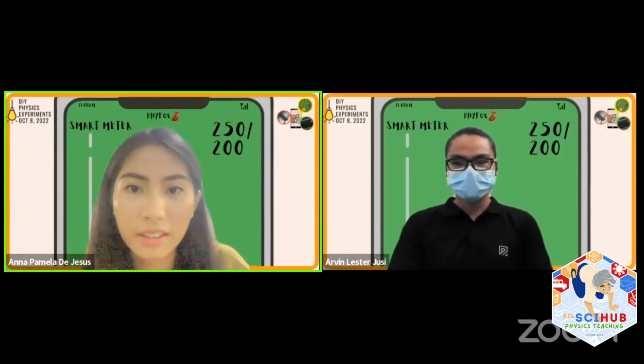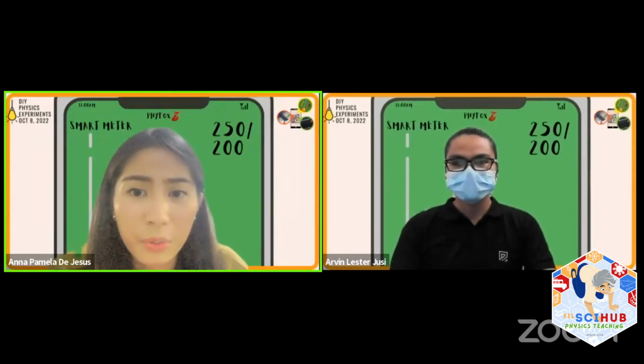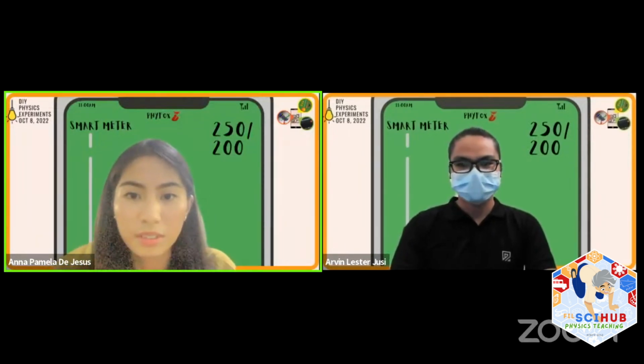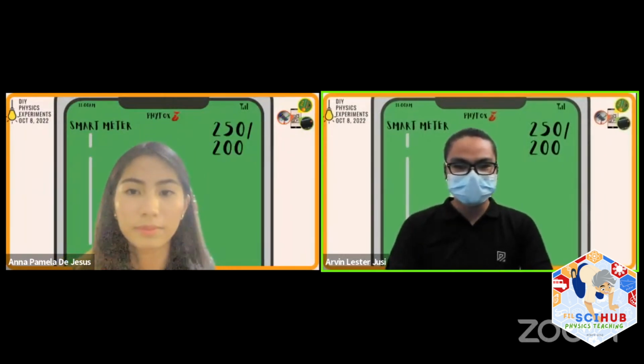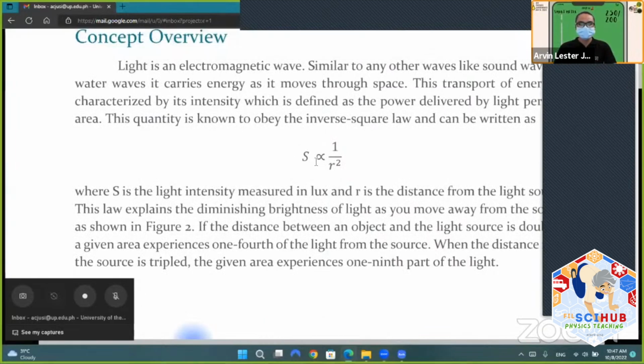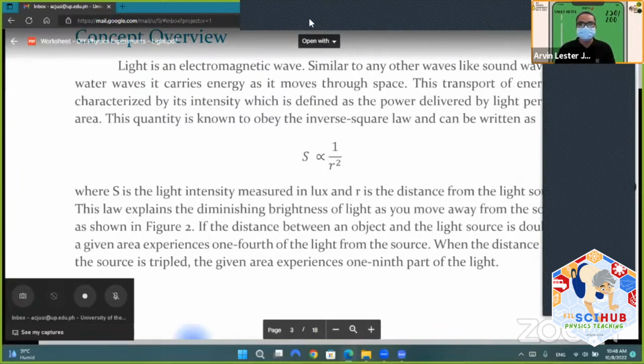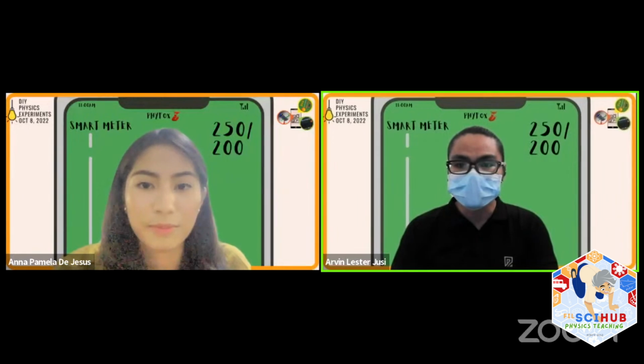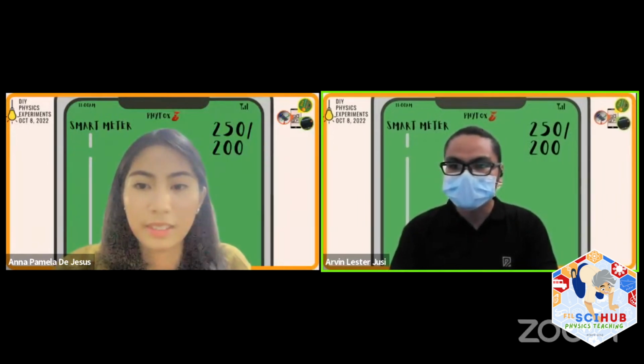Sir, there are questions here about the graph. So in the graph shown, why is the linear fit used? Okay, so as you can see, maybe I can show you. Okay, so this is the inverse square law. The inverse square law states that the intensity of the light is proportional to the inverse of the square of the distance, or the intensity is inversely proportional to the square of the distance. So if you are using in the plot, maybe again I'll show you the plot using my video.